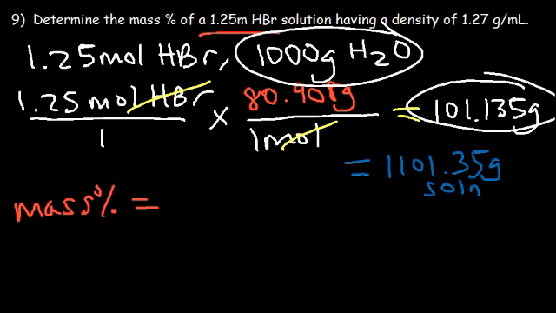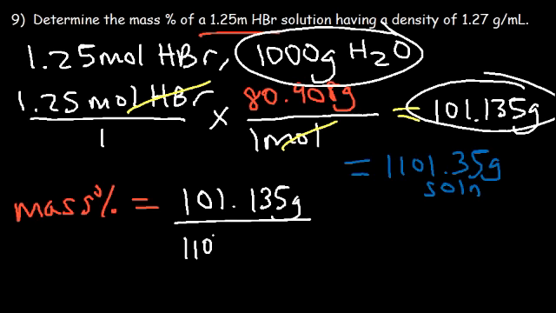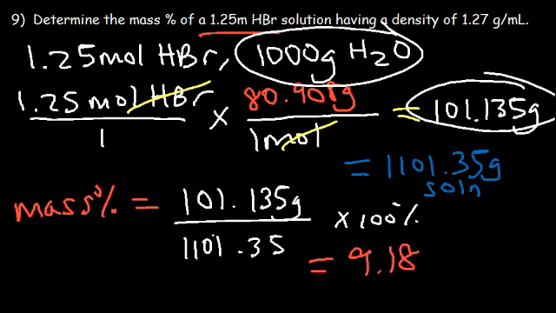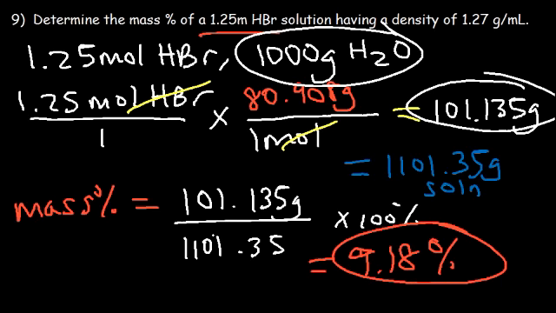So the mass percent is the mass of the solute, which we know to be 101.135 grams, divided by the mass of the solution, which is 1101.35. And let's multiply that by 100%. So you should get about 9.18% for the mass percent. And that's how you can find it if you're given the molality and the density of the solution.